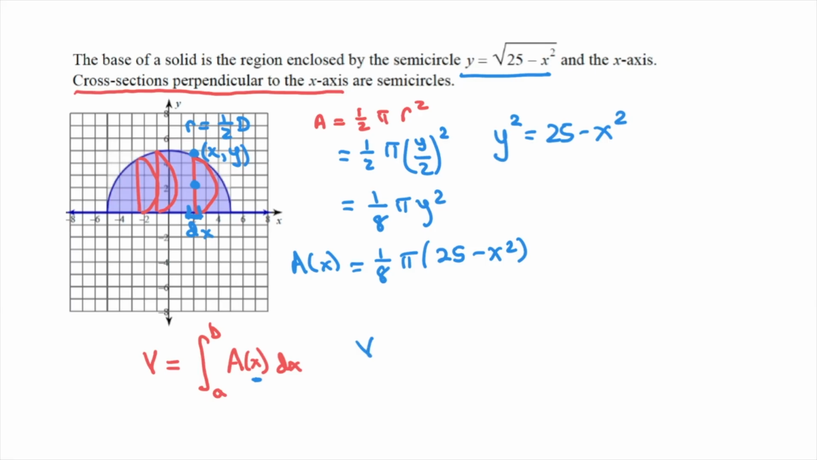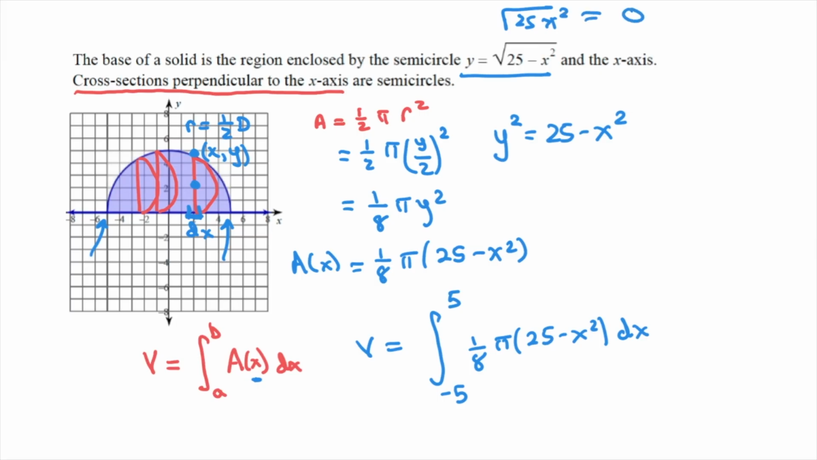Ready to use our formula. The volume then is going to be equal to the integral, I'll come up with my endpoints in a minute, of 1/8 pi times the quantity 25 minus x squared, here's my dx. Now, as you can see, just from the picture, we're going to go from -5 to 5, but if you weren't certain, you would take your square root of 25 minus x squared and set it equal to 0. Afterwards, integrate and you have the volume.